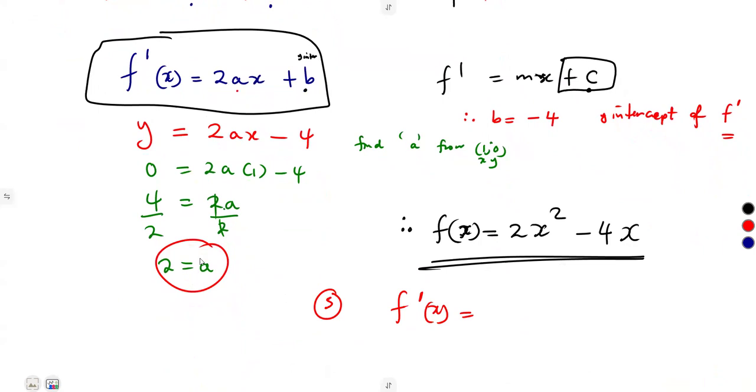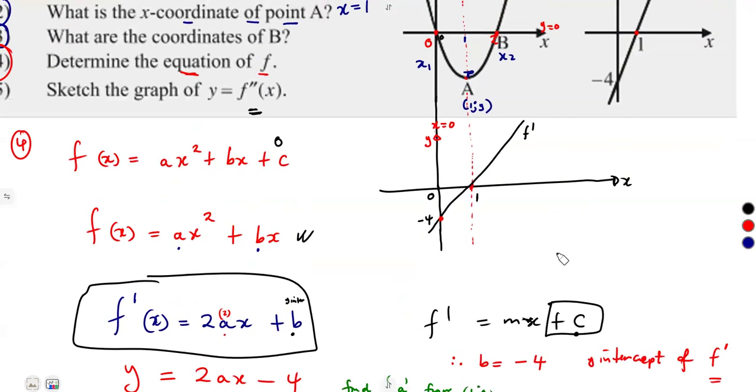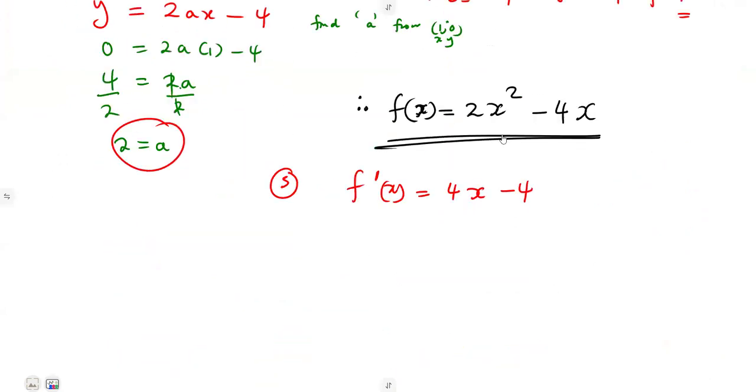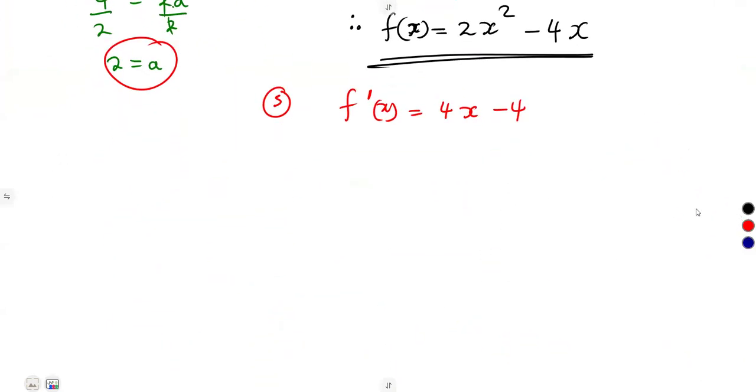Remember, a is 2. So you can substitute that 2 here. 2 times 2 is going to be 4x. Our b is negative 4 like this. This is our linear function, our first derivative. So the question is, we are supposed to draw the graph of the second derivative now. So simply differentiate that, because you have the first derivative already.